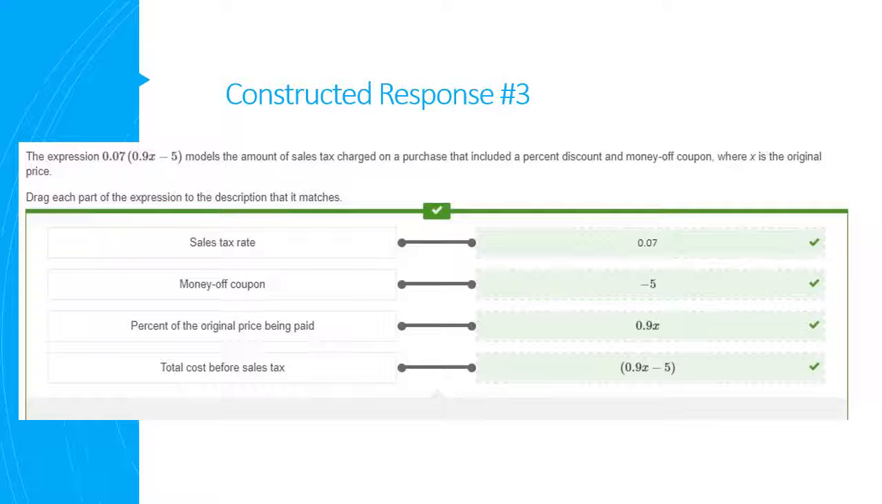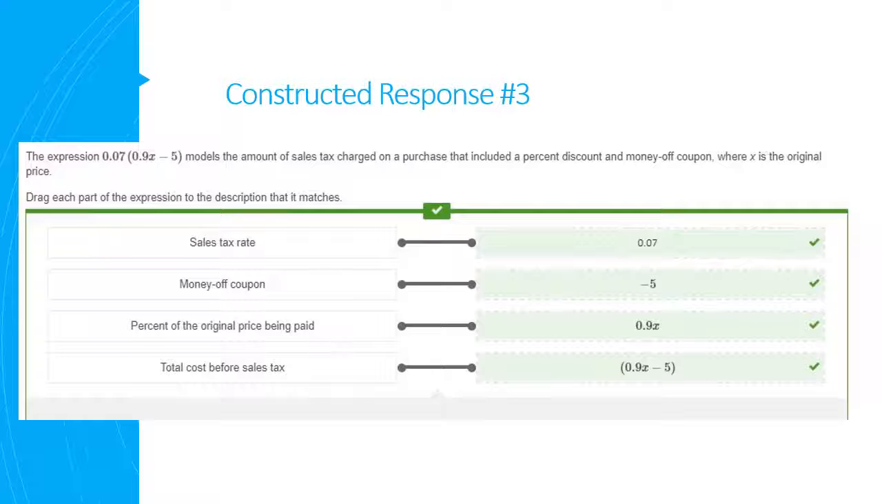All right, the third constructed response question had you analyze parts of an equation or expression and determine what the parts mean. So we're going to do a similar example. Here it says the expression 0.07 times the quantity of 0.9x minus 5 models the amount of sales tax charged on a purchase that included a % discount and a money off coupon, where x is the original price.